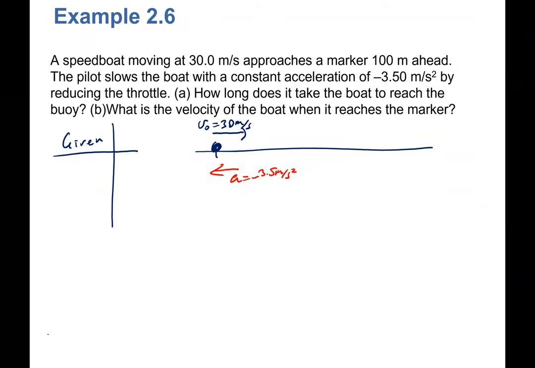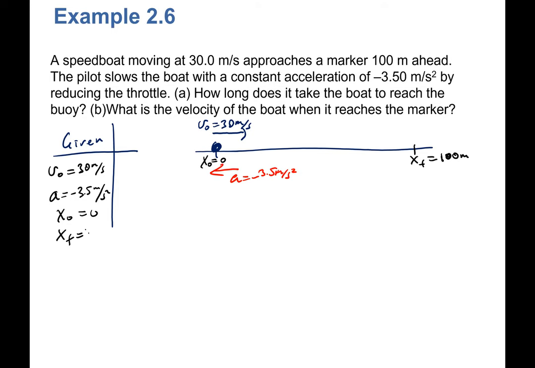All right, so this is x initial, which we can set to 0. And this is x final, which is technically, we don't know what it is. Never mind, 100 meters. This is 100 meters. That means you can do a rough picture and then write down here: V initial equals 30 meters per second. Acceleration, negative 3.5 meters per second squared. X initial 0. And then X final here is 100 meters.